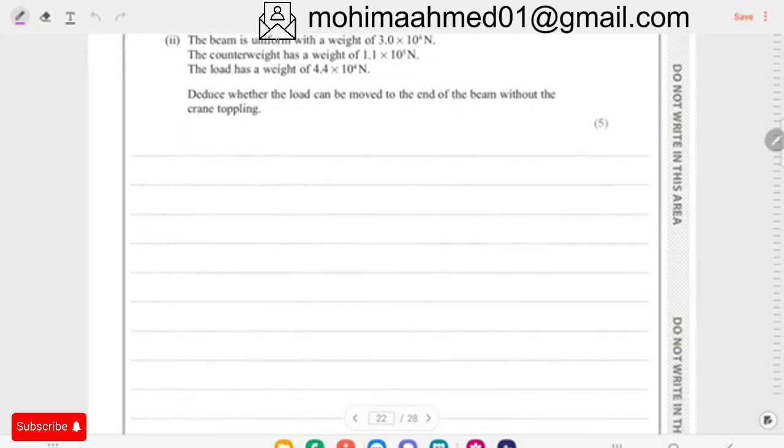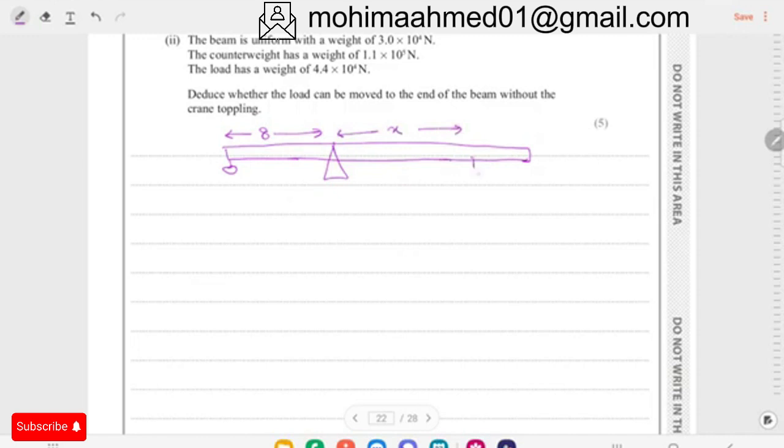Okay, so we'll just draw a very simple diagram over here. In order for the crane to topple, we'll consider the maximum distance that the load can be from the tower to be x. So we'll just consider that as x. So this is the tower. The counterweight is 8 meters from the tower, so this is the counterweight. And I'm assuming that the maximum distance the load can be from the tower is x meters. So this is x meters, and this is going to be the load over here.